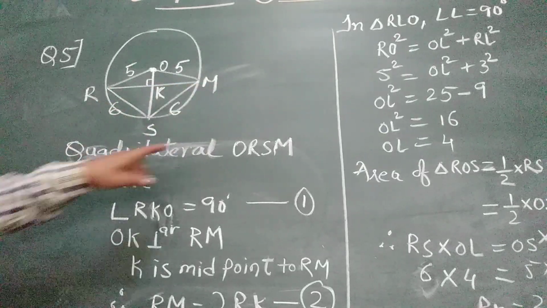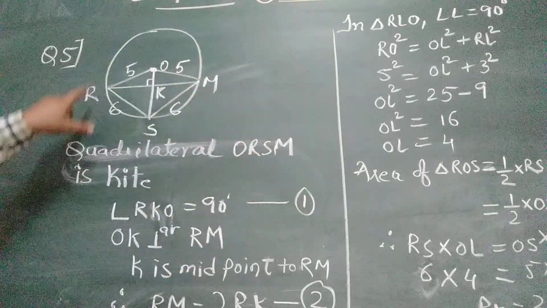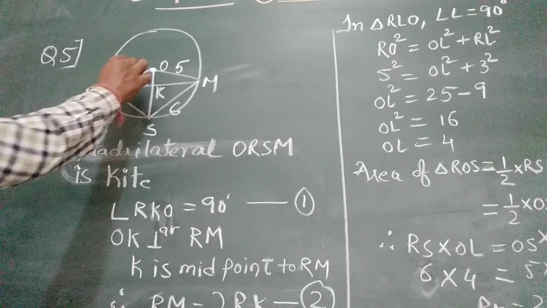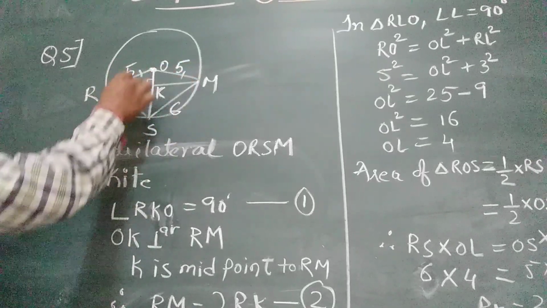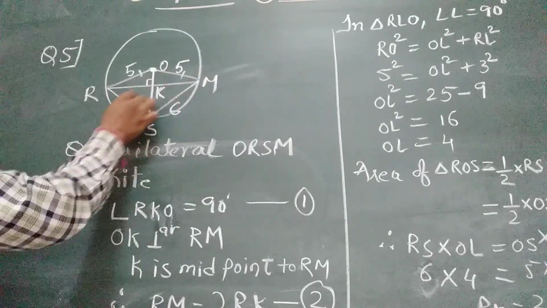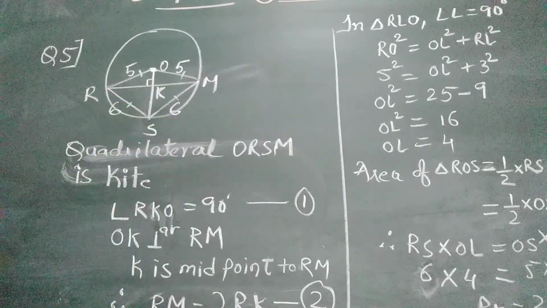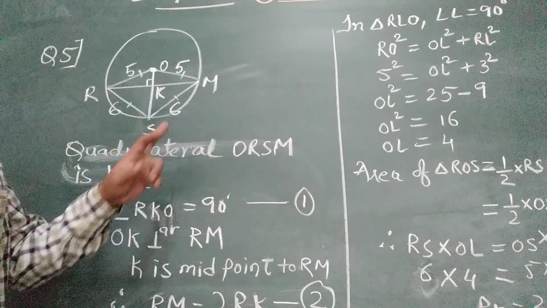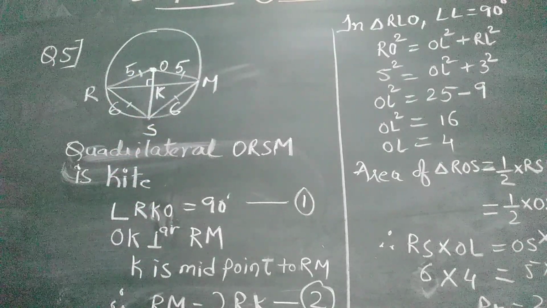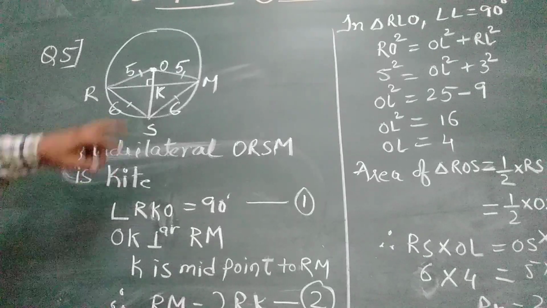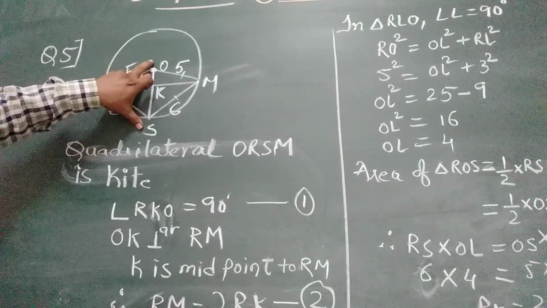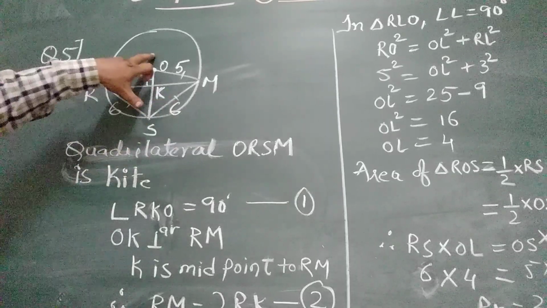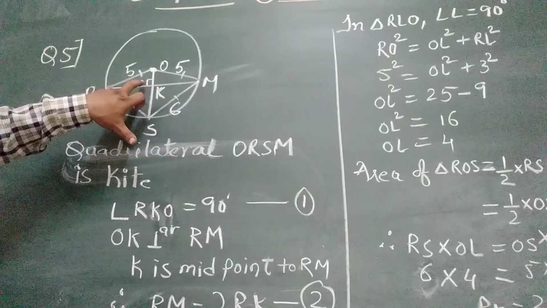In the quadrilateral ORSM, this quadrilateral is a kite, a type of quadrilateral in which these two sides are equal to each other and these two sides are equal to each other. So, according to the given statement, we can say that this quadrilateral is a kite. Therefore, a diagonal OS bisects RM at a right angle. It is making a right angle here.